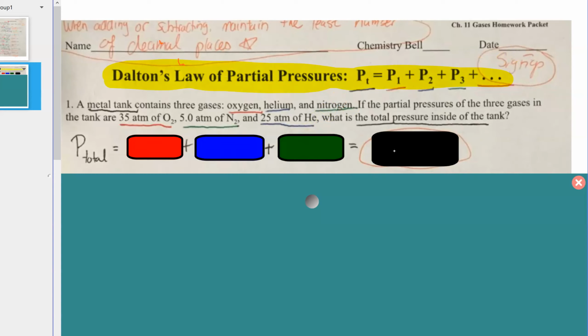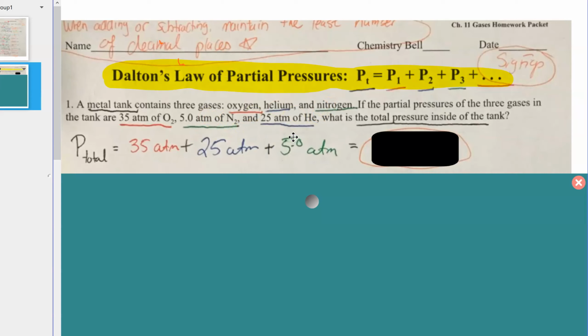So if the partial pressure of the 3 gases in the tank are 35 atmospheres of pressure for oxygen, so 35 atmospheres for oxygen. My second, now this one is flip-flopped. Here I had helium second, so I'm going to keep helium second right here. 25 atmospheres of pressure for helium and 5 atmospheres of pressure for nitrogen.